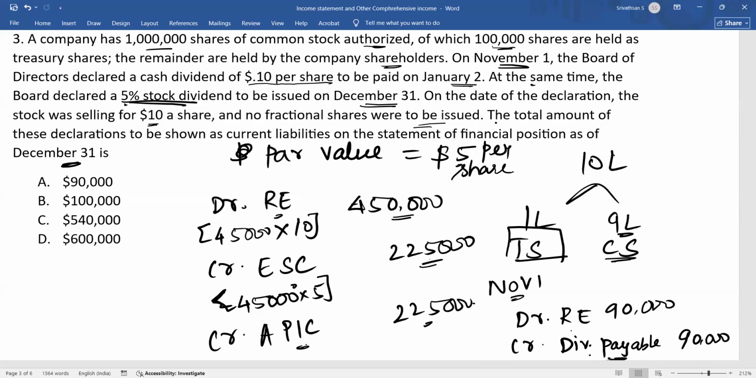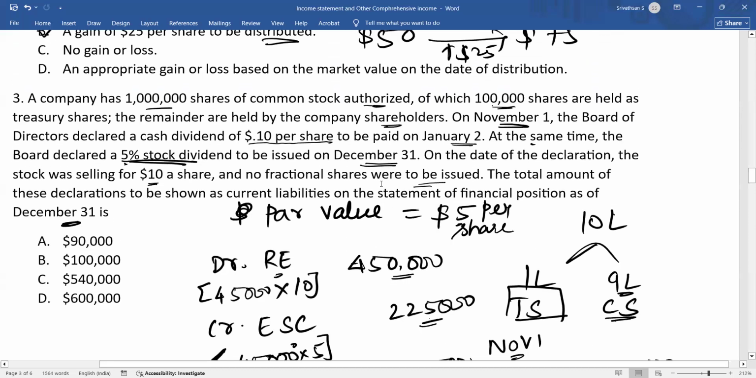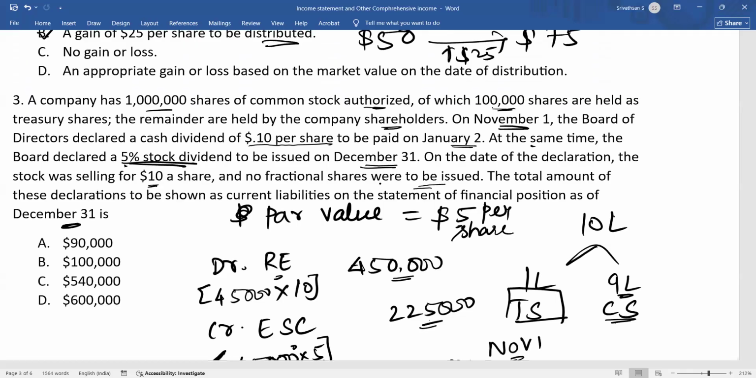So the impact on total equity is nothing, right? A stock dividend will not impact the total equity of the company. Now, coming back to the question, what is the requirement? The total amount of this declaration to be shown as a current liability on the statement of financial position as of 31st December is how much?